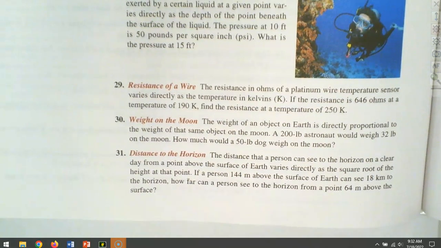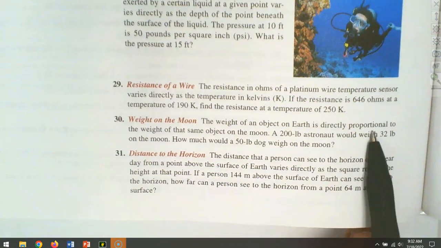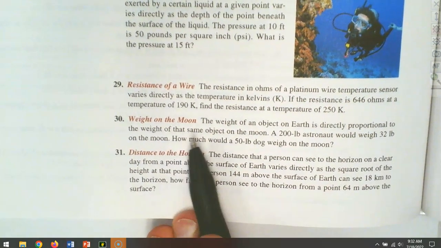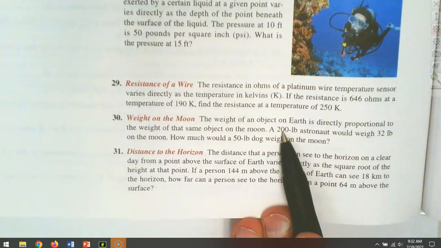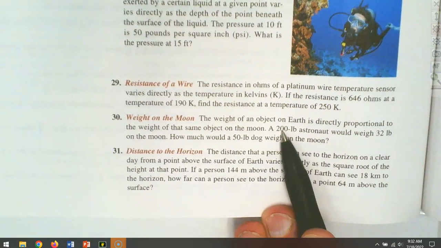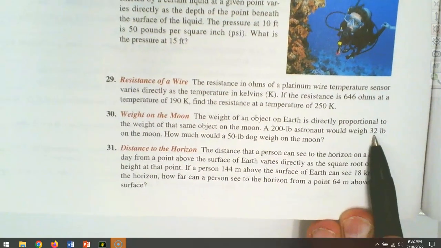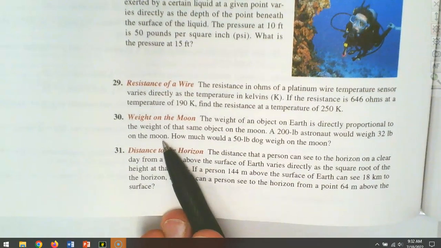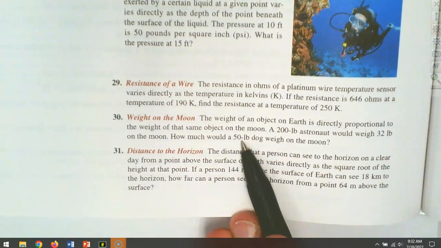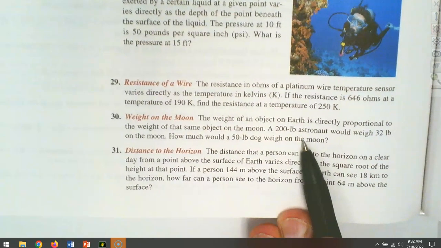Now, how they change is based upon a constant. And we need to find that constant. So the weight on Earth varies directly proportional to the weight of the same object on the moon. A 200-pound astronaut weighs 32 pounds on the moon. How much would a 50-pound dog weigh on the moon?